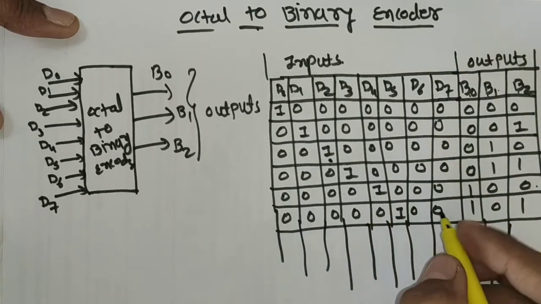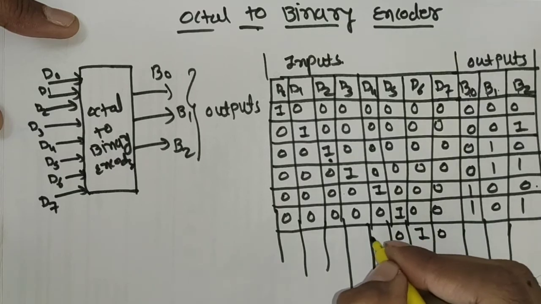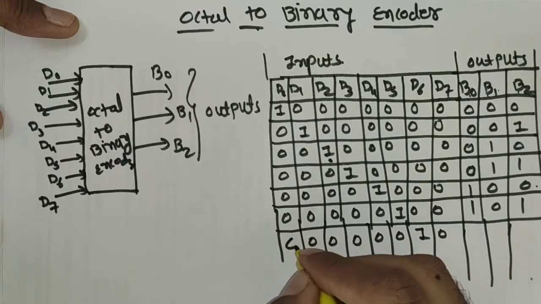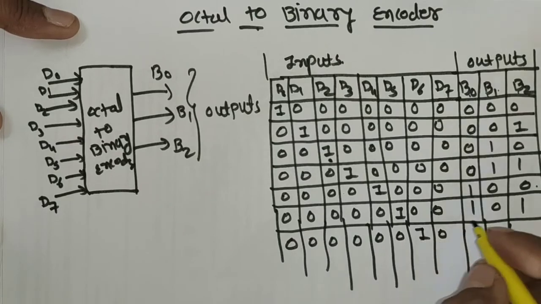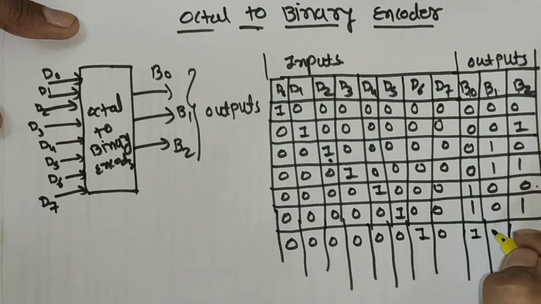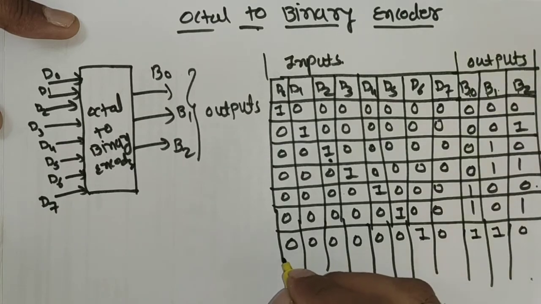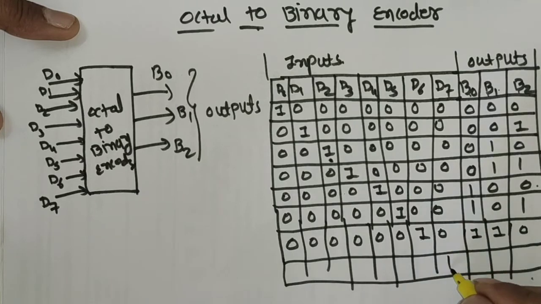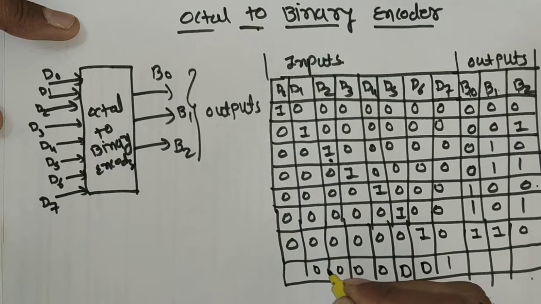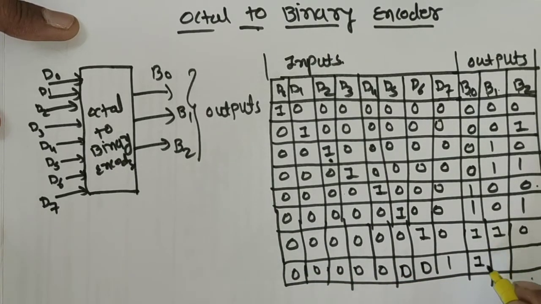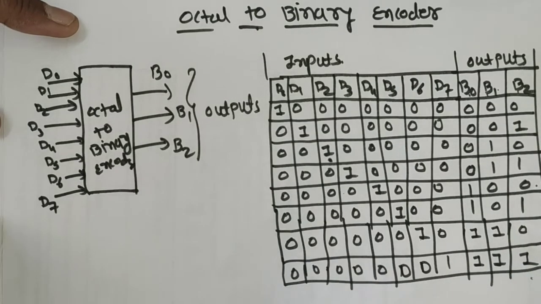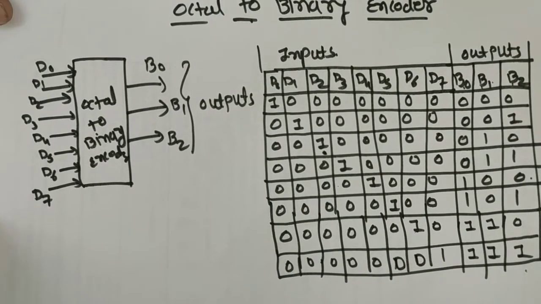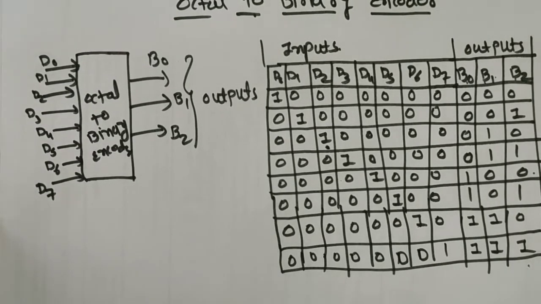The next possible input combination is when D6 is 1. 6 means 4 plus 2. This bit weightage is 4 and this bit weightage is 2. And the last option is when D7 is 1. So this is 0, 0, 0, 0, and 0. That's 7, which is 4 plus 2 plus 1. This is the 4, 2, and 1. So this is the truth table of this octal to binary encoder.